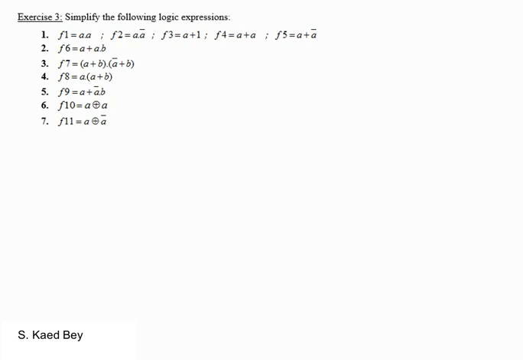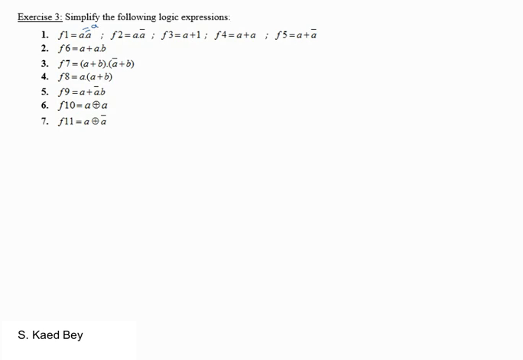Now let's simplify the following logical expressions. If we look at F1, which is A ANDed with A, then according to the idempotent law, this will give us A. So the answer for this is A. The reason for this, if A is 0, then 0 ANDed with 0 will be 0, which is A. If A is 1, 1 ANDed with 1 will also give us 1, which is also A.